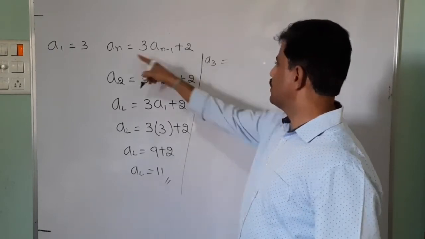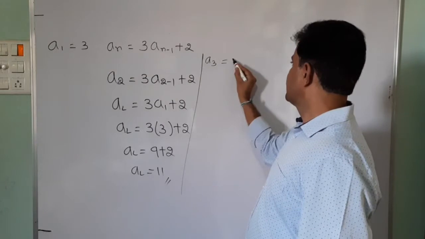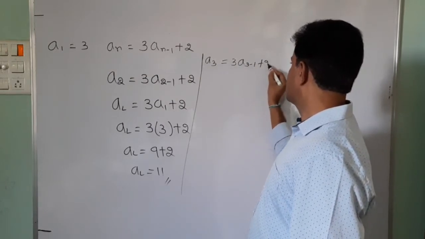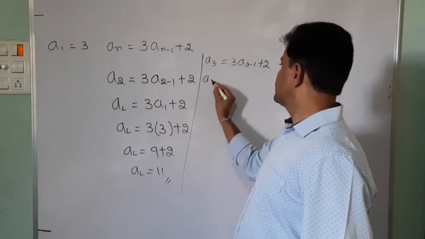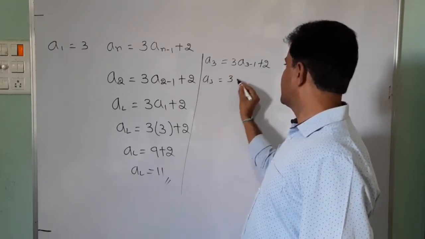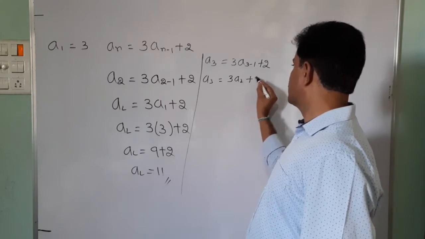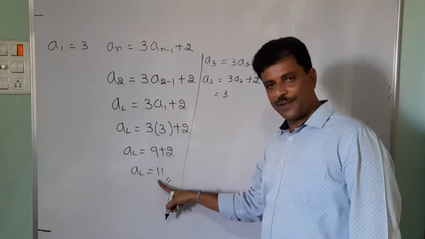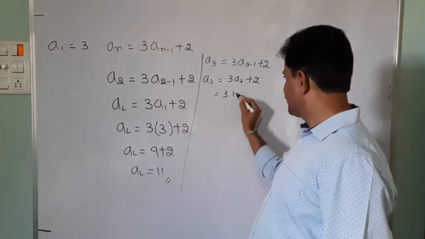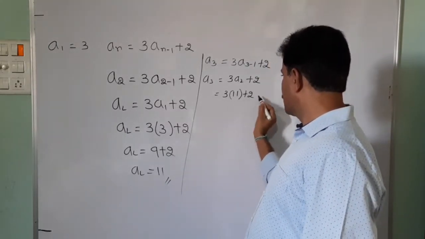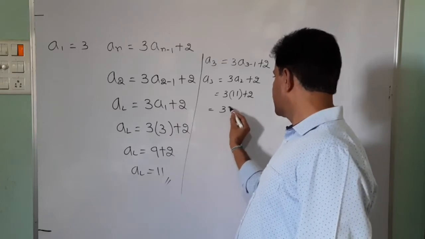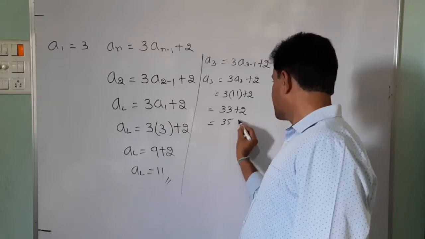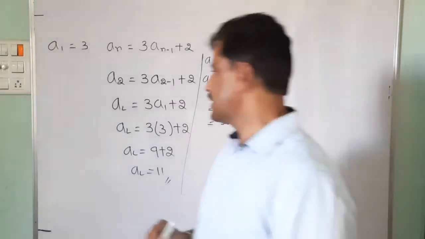A3 is equal to, in the place of n put n equal to 3: 3 into A3 minus 1, plus 2. A3 is equal to 3 into A2 plus 2. What is the value of A2? Already found: put 11 in the place of A2, plus 2. 3 into 11 is 33, plus 2, that is equal to 35.